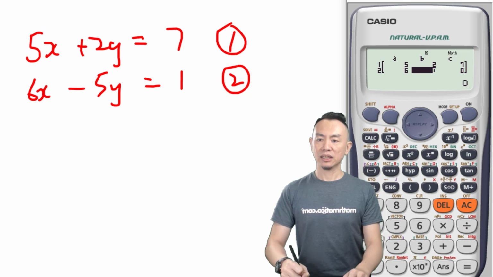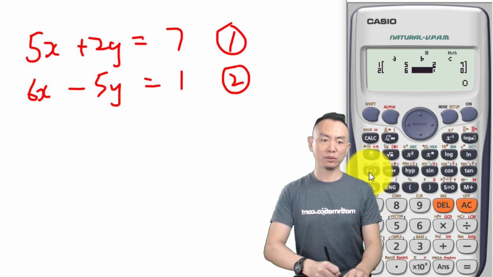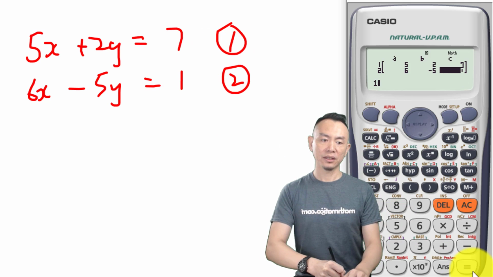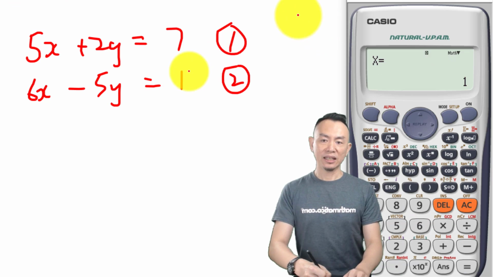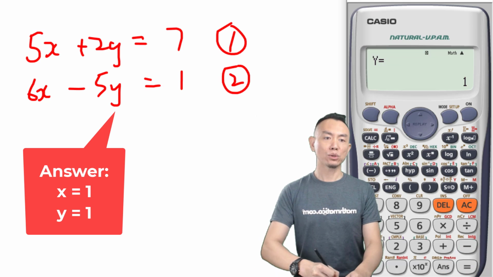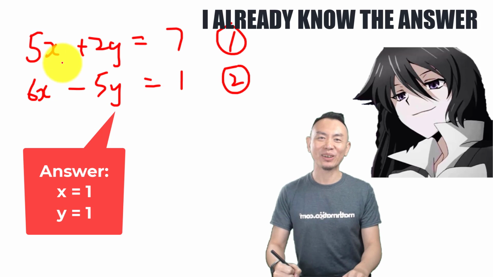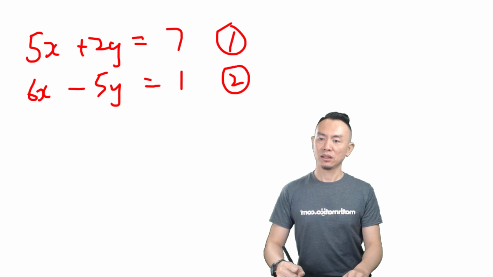6 equals, the y here has got a negative 5 coefficient, so I'm going to key it with the sign negative 5 equals, and then I have 1. So the first thing I'll do is to key in these numbers into the calculator, and I get an answer x is equals to 1 and y is equals to 1. Which means to say that before I even do the question, I already know what the answers are, and that's really going to help me, okay?